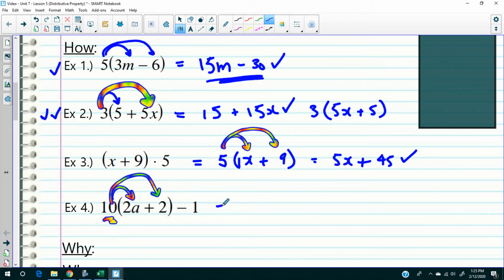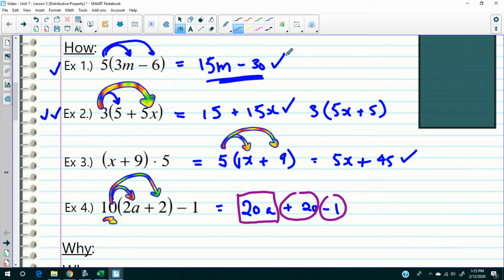So 10 times 2a, what's that? Yep, 20a. 10 times 2, 20, and then minus 1. Now look at this, right? Look at these 3 terms. Is there anything that's in the same family? Who's in the same family? So we got the A family, right? Which is by itself. We got the 20, and we got the 1. That's the number family. Okay, so we're gonna leave the 20a alone. And then we got 20 minus 1, right? What's 20 minus 1? 19, and that's a positive number, and that's the answer.